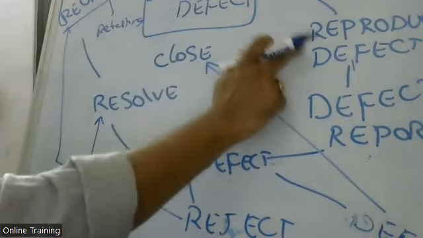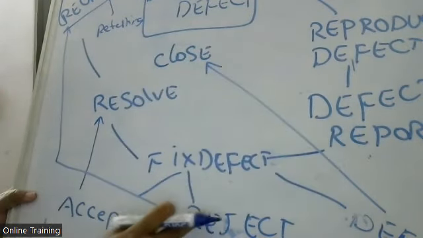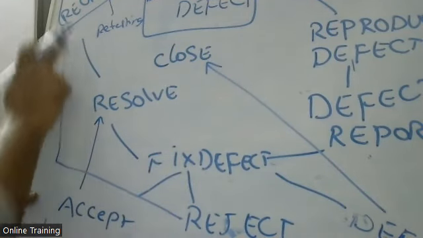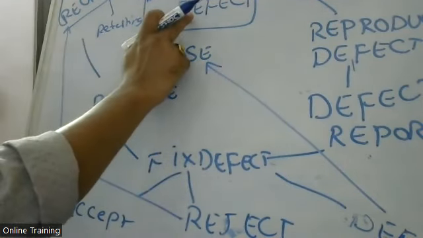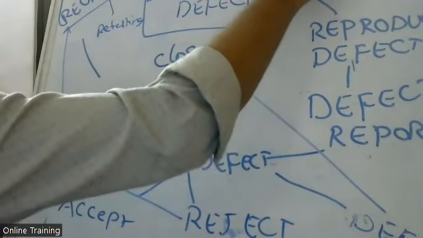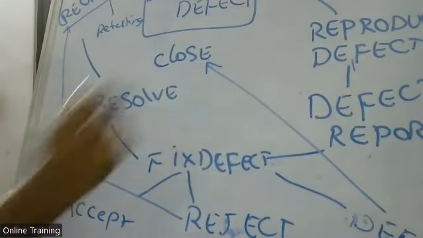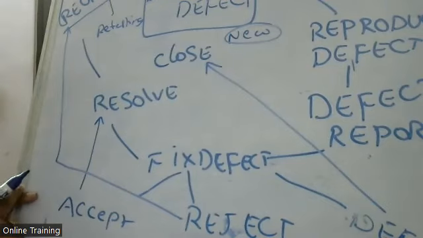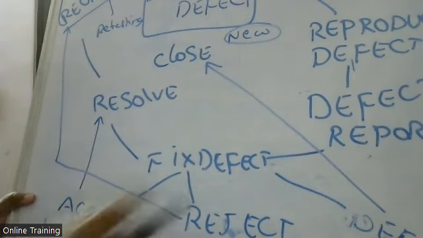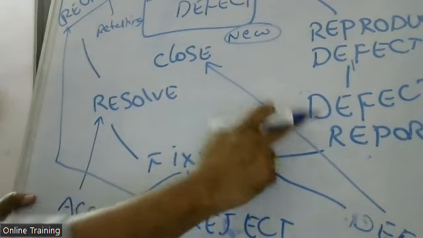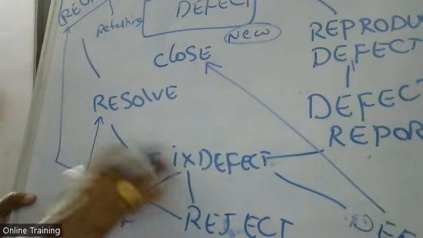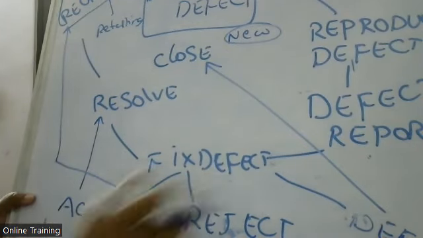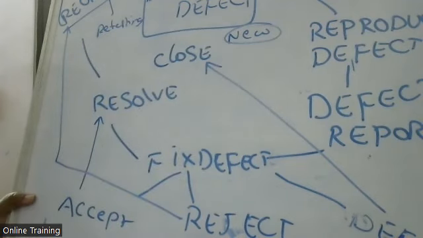So: detect defect, reproduce defect, defect report, fix defect, resolve, reopen. The first defect status will always be new. Reproduce is nothing but the same issue repeating for a number of stages. In that case, we generate the report for the issue and send it to the developer, and based on that, he may accept it, reject it, or defer it. This is the overall structure of your defect life cycle. We'll call it the defect life cycle.